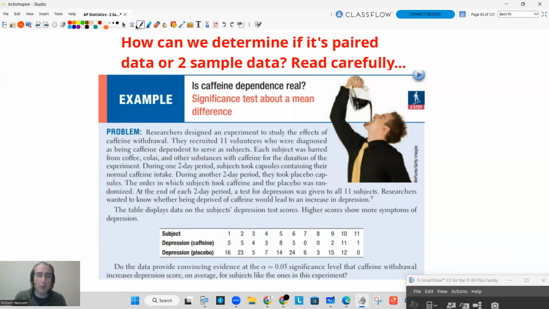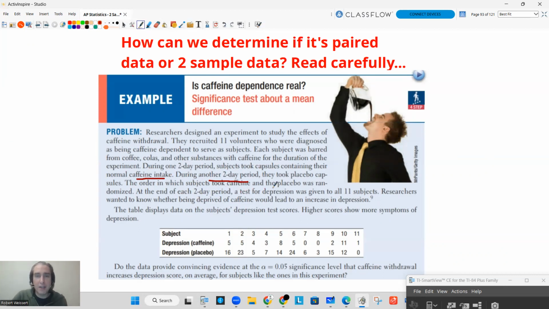But in this case, we're trying to measure depression, not pulse rate. So it's a different problem. But regardless, notice that they did this as a 2-day period. During one 2-day period, subjects took capsules containing their normal caffeine intake. And then during another 2-day period, they took placebo capsules.